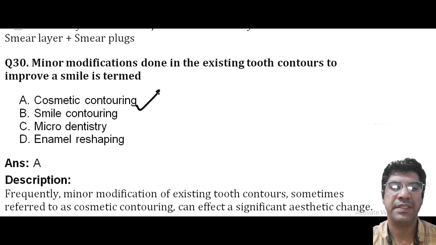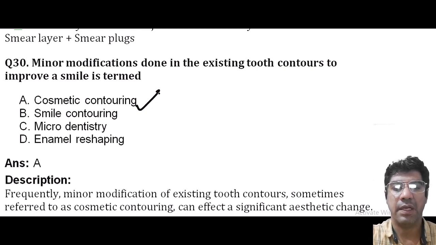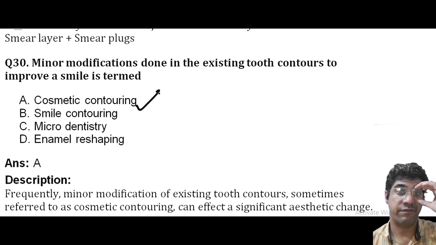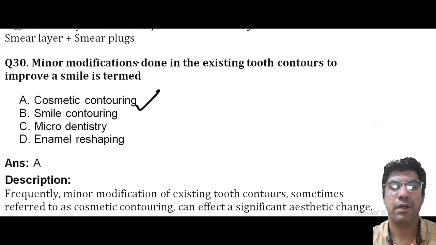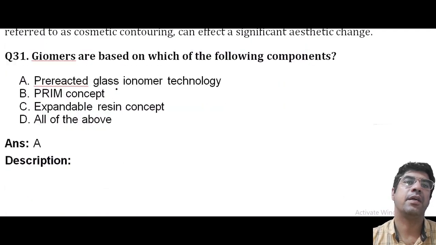The smile contouring is not a widely recognized term. It may refer to dental procedure similar to cosmetic contouring aimed at improving the appearance of the person's smile. Microdentistry is an approach that focuses on the preservation of as much healthy tooth structure as possible while treating the dental problems. It involves use of advanced diagnostic tools to detect and treat the dental issues. Enamel reshaping is another term for the cosmetic contouring. It refers to process of making minor modification to enamel of the tooth to improve their appearance. So your answer is cosmetic contouring.